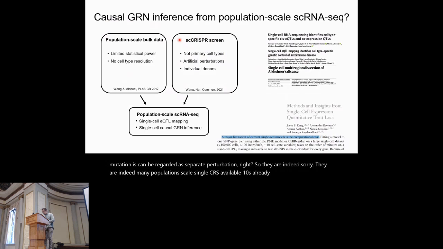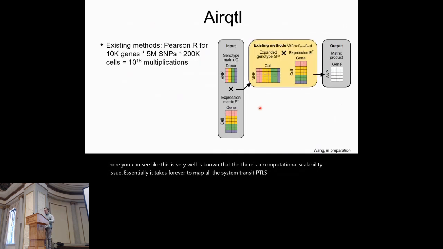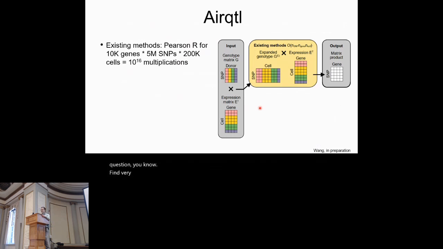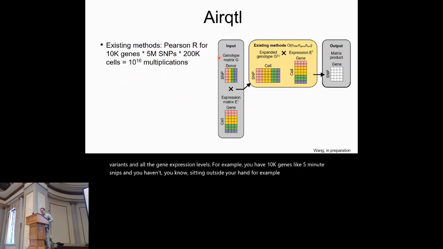But then the challenge is here. It's very well known that there's a computational scalability issue. Essentially, it takes forever to map all the cis and trans eQTLs. To think about this question, we can take a very simple example. If you just compute the Pearson correlation between all the variants and all the gene expression levels, for example, you have 10K genes and 5 million SNPs, and with single cell you have, for example, 200K cells, that is a huge number of multiplications.